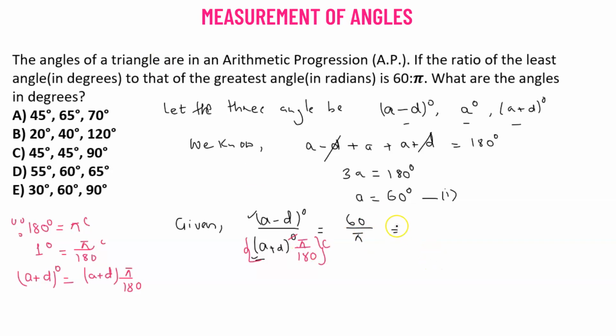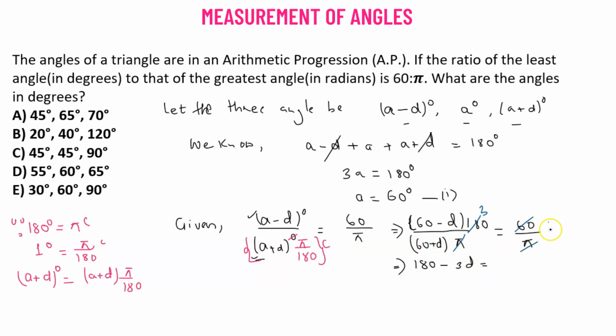So let's solve for the value of d. That's very simple. We have 60 minus d divided by the denominator, 60 plus d multiplied by pi over 180. We're going to take 180 to the numerator, so we have 180 in the numerator. This will be equal to 60/pi. Now clearly we can factor out pi from both sides, and 60 times 3 is 180. So we have 180 minus 3d equals, cross multiplying, 60 plus d with 1, so 60 plus d. This gives us 4d equals 180 minus 60, that's 120. So our d value comes out to be 30 degrees.